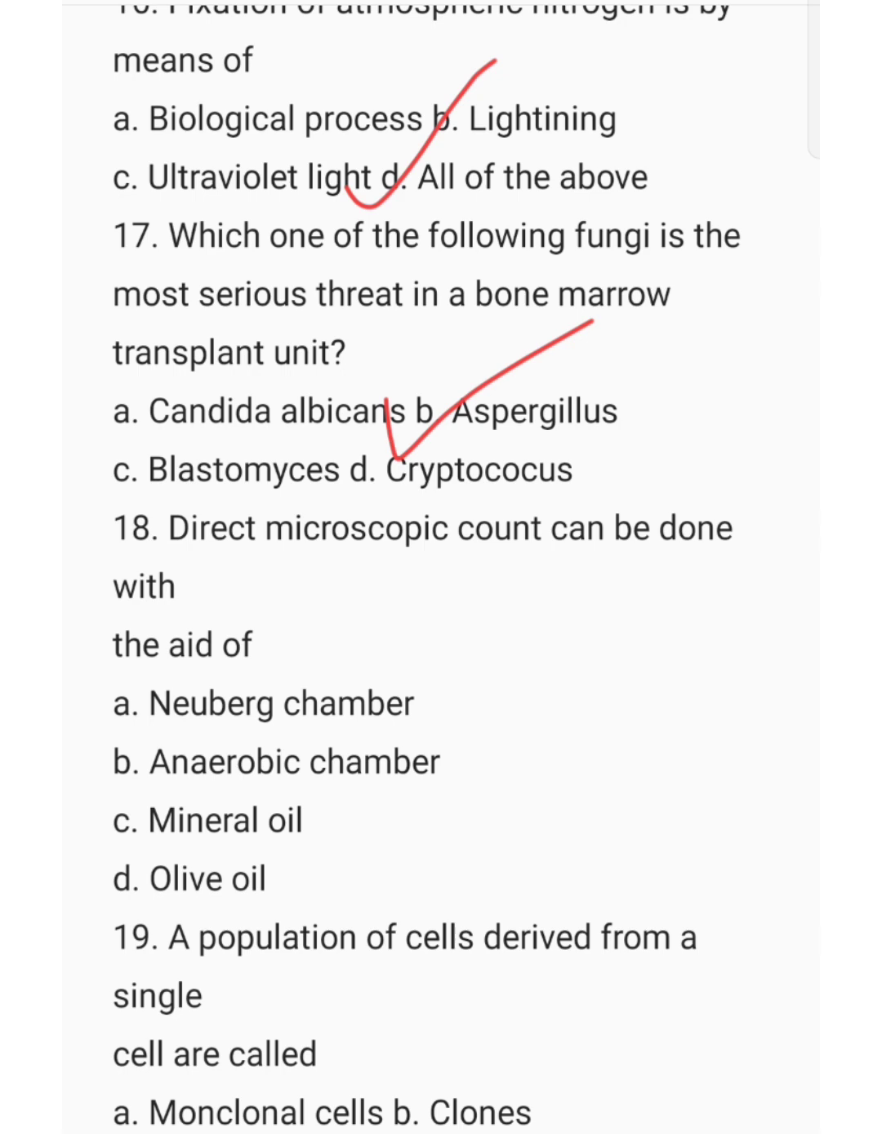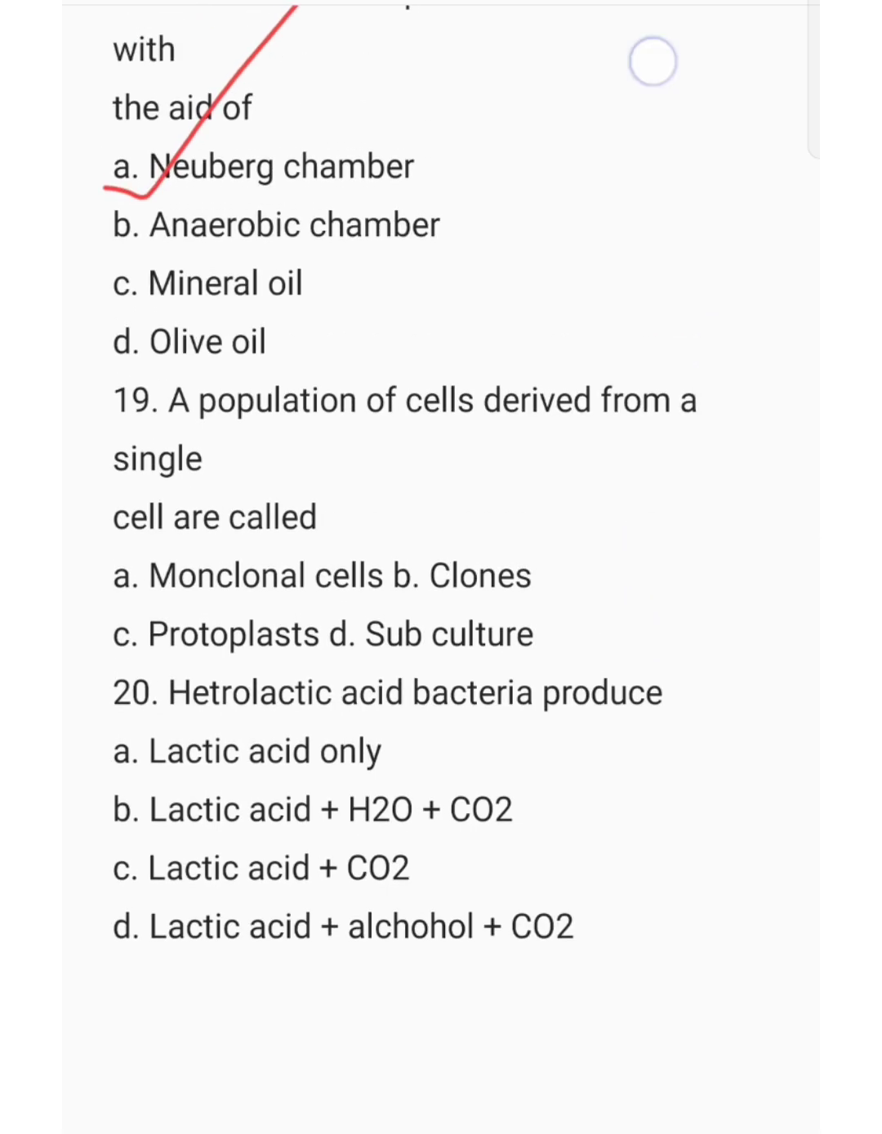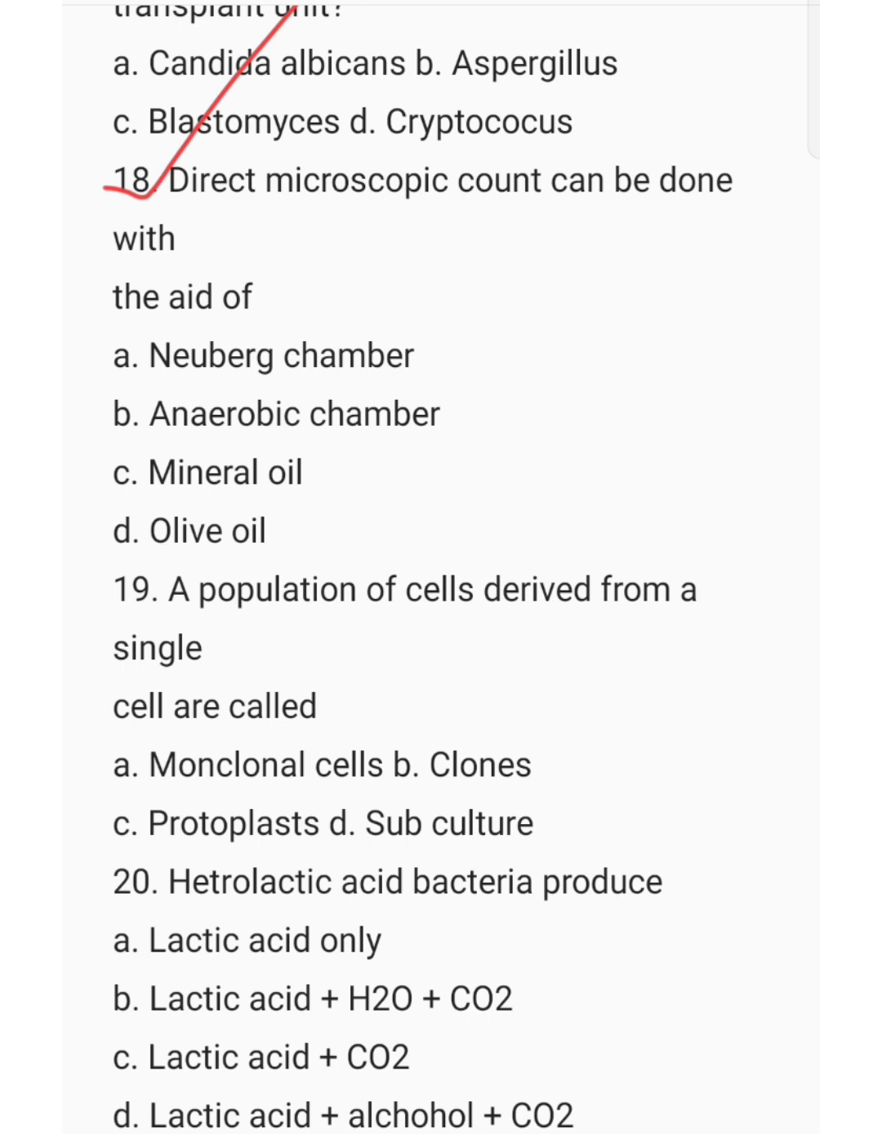Direct microscopic count can be done with the aid of, we all know that, Neubauer chamber. A population of cells derived from a single cell are called. The right answer is option B, clones. Next question. Heterolactic acid bacteria produce A, lactic acid only, B, lactic acid plus water plus carbon dioxide, option C, lactic acid plus carbon dioxide, option D, lactic acid plus alcohol plus carbon dioxide. The right answer is option D, lactic acid plus alcohol plus carbon dioxide.